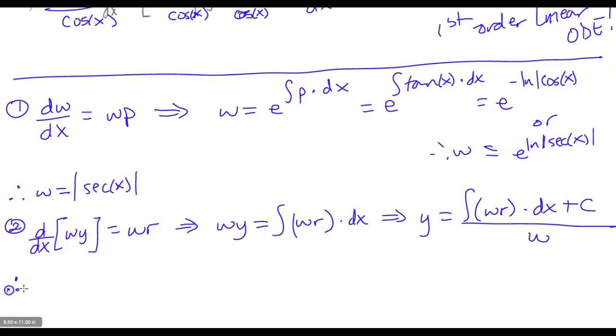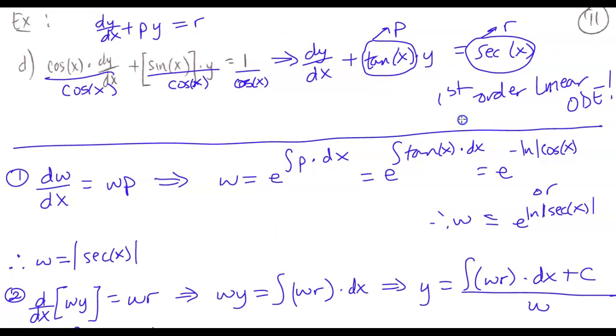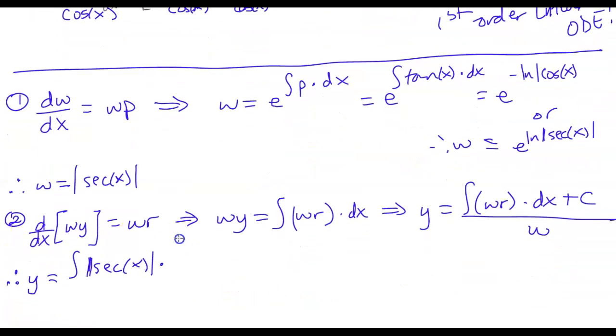So now we just fill in everything that we know. The integrating factor is absolute value of secant. And for r, I forgot what we said r was, so let's look at it. It was secant as well. And that would be that dx plus some integration constant here, and we divide all of that by w, which is absolute value of secant as well.